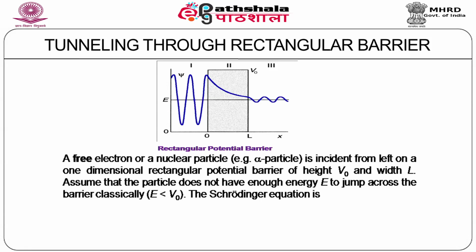So assume that the particle doesn't have enough energy, E, to jump across the barrier because the energy of the particle is less than the height of the barrier V0. So classically, it cannot jump across the barrier, but quantum mechanically, it can cross the barrier because of its wave nature. So the Schrödinger equation is, as usual, d squared psi by dx squared plus 2m by h cross squared times (E minus V) psi equals 0.